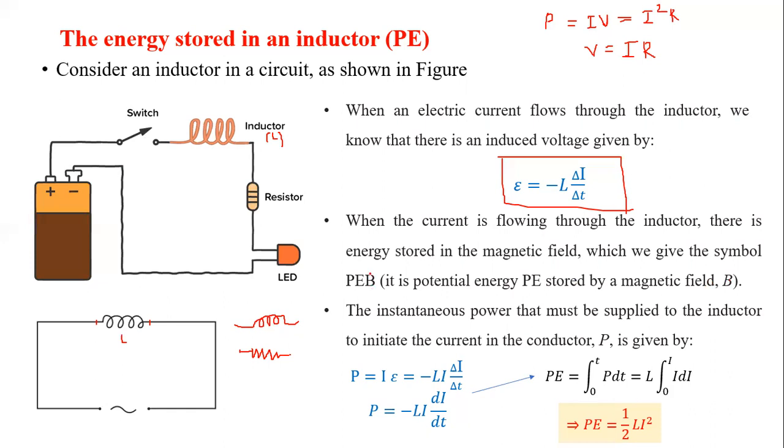We write it as PE sub B, where B is the magnetic field. PE is potential energy. Potential energy stored in the magnetic field B is equal to I times E, where E is the induced electromotive force. So let's see: induced electromotive force is minus L delta I over delta T. So it is I times minus L delta I over delta T.